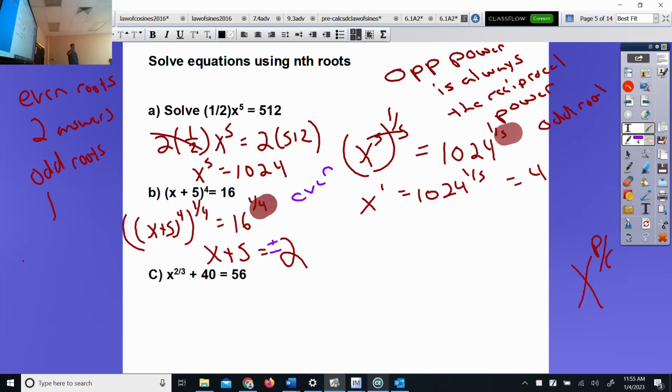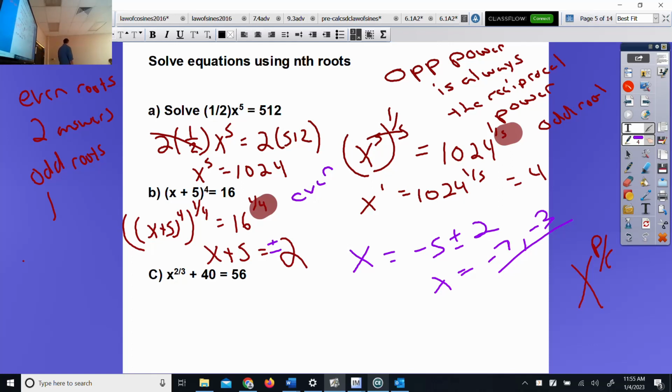And now it's something we've been doing forever. We can take away 5 from both sides. So x is going to be negative 5 plus or minus 2. And what are your x values? Negative 7. What else, Kaylee?